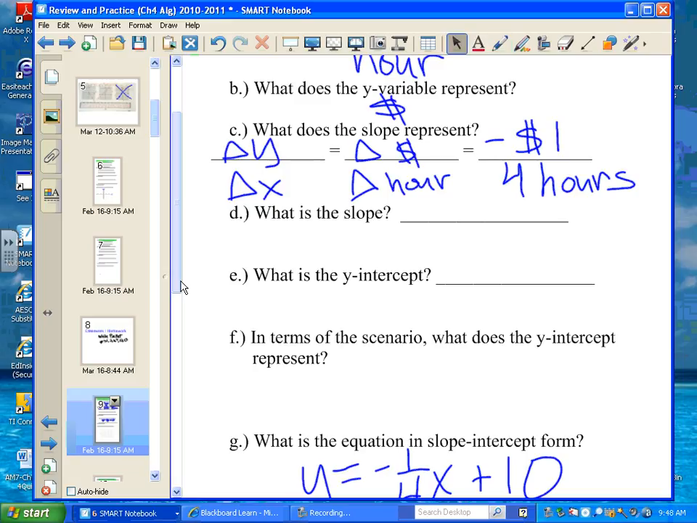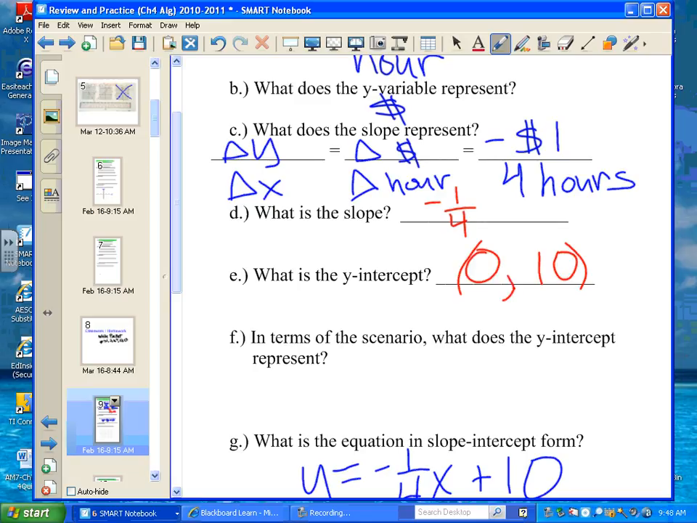Okay, what is the slope? So letter D, all you need to write down is the number, the fraction. You're just writing down the slope as a number or a fraction, however you want to say it. Okay, what is the y-intercept? So just as a regular ordered pair, Michael, what's the y-intercept? 0, 10. Good. Always write it as an ordered pair.